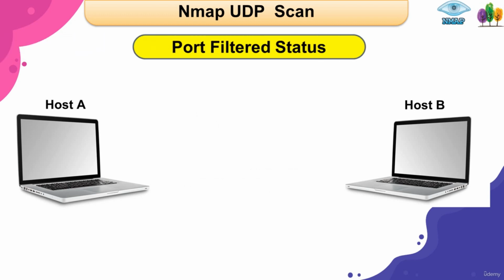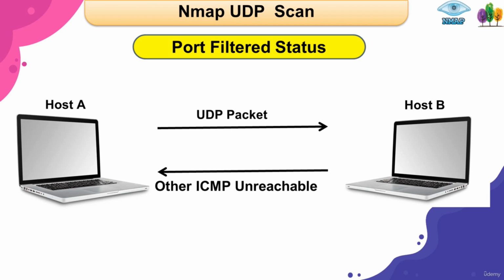Filtered status. Nmap sends a UDP packet to the target system, and if ICMP unreachable errors are sent from the target system, the destination port is filtered. So the port cannot be reached, and it's likely that security software is blocking it.